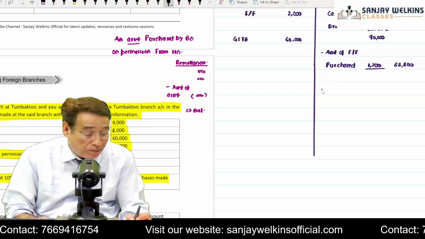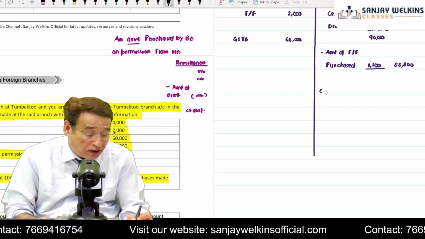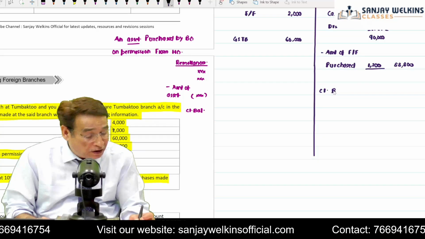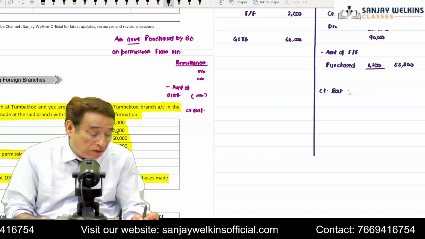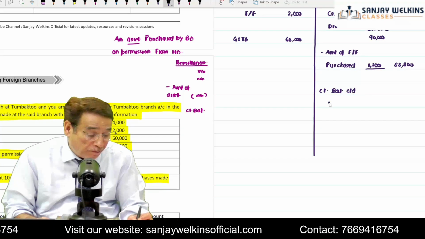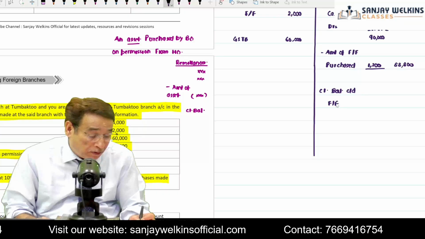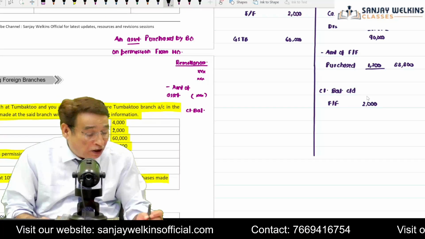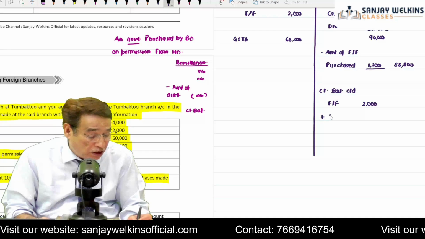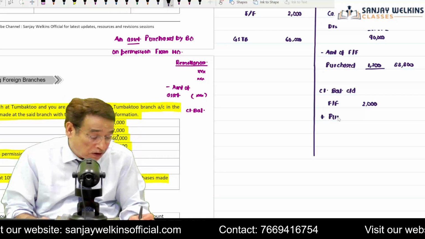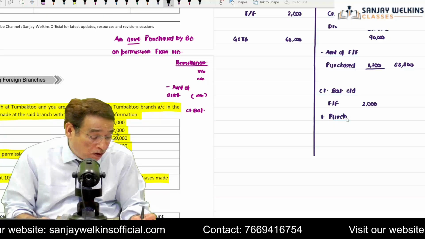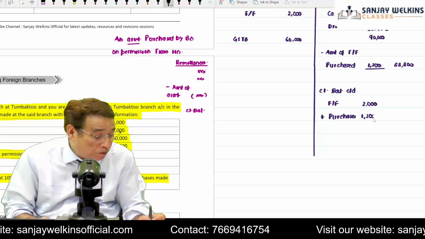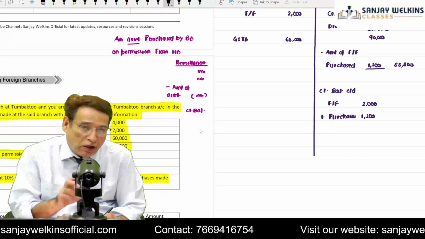And I told you, it will also have some other repercussion. When we are going to write the closing balances, under the closing balances, when I will write the balance of furniture, the balance of furniture in the beginning was 2,000. And now, because of this purchase, the balance will increase, plus purchases. So purchases is equal to 1,200. Now total furniture is 3,200.